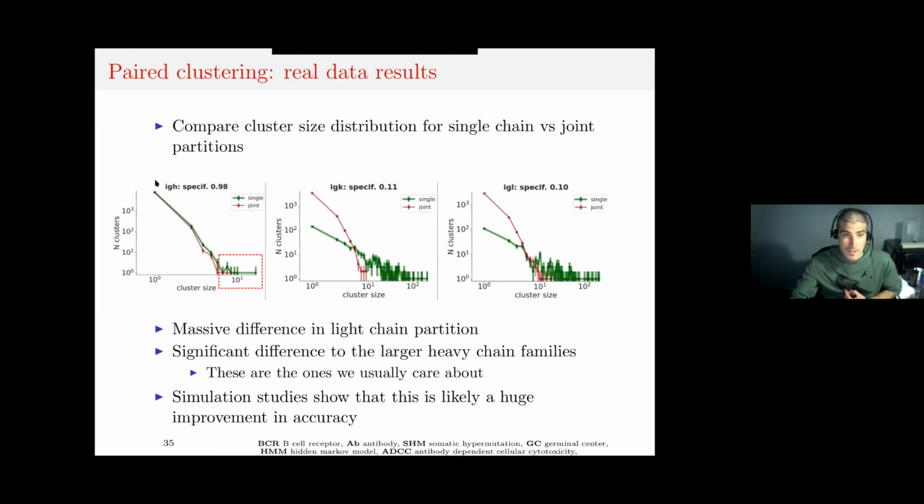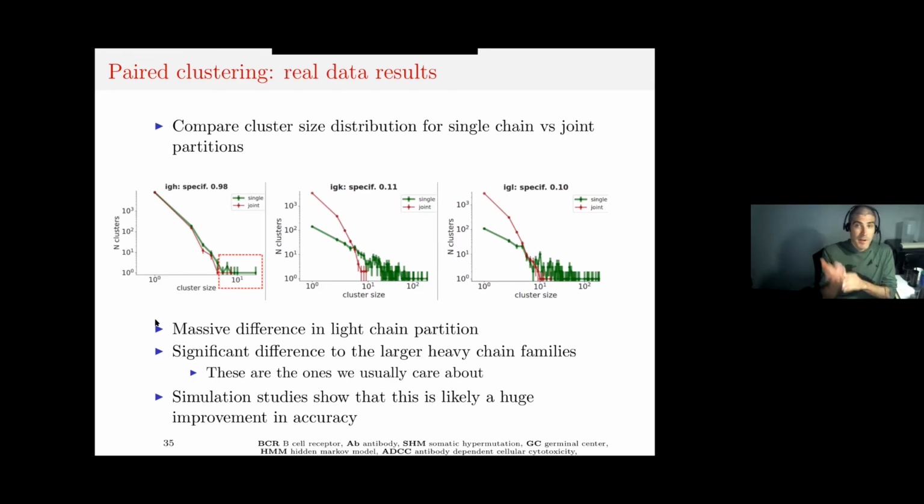So this is heavy on the left and the two light chains on the right. The first thing is that the single chain partitions in green, initially they start out in the light chain being super, super over clustered, so going out to the right. But then as we apply the paired clustering method to get the red line, the heavy chain and light chain partitions are much more compatible with each other. And the other thing to notice here is that it makes a massive difference on the light chain, but even on the heavy chain, where on smaller clusters it's not making a huge difference, it does still make a really significant difference to the largest clusters here.